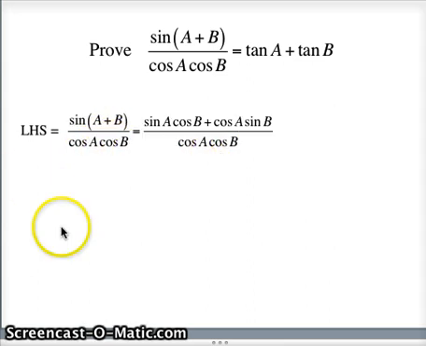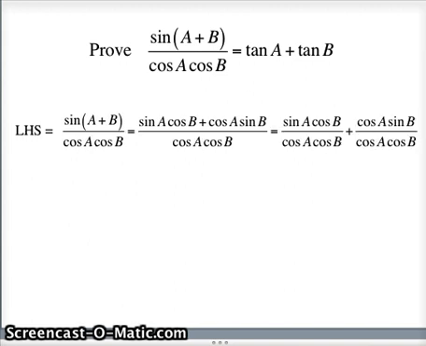Then using that identity I just mentioned, sine A cos B plus cos A sine B, making that substitution for sine A plus B, we're here. Now I have a common denominator. I'm going to actually split this up and say sine A cos B over cos A cos B plus cos A sine B over cos A cos B. Where will that send me?